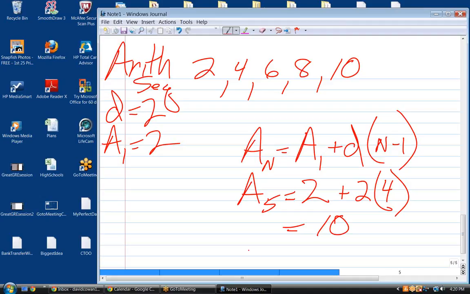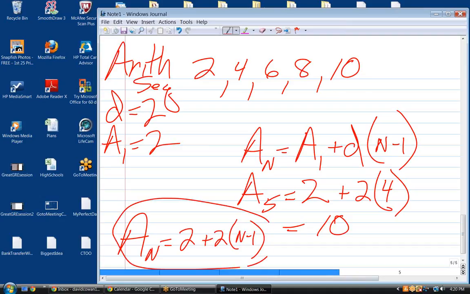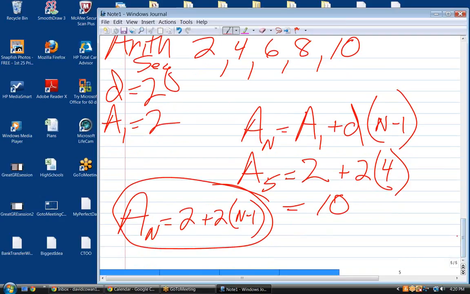So the specific explicit nth term for this sequence is 2 plus 2 times n minus 1. And I suppose you could simplify this if you so wanted to. That's equal to 2 plus 2n minus 2, so this is actually 2n. In other words, I could simplify this to say a sub n equals 2n, which it does for this particular sequence. Fifth term's equal to 10. The sixth term's equal to 2 times 6, 12.